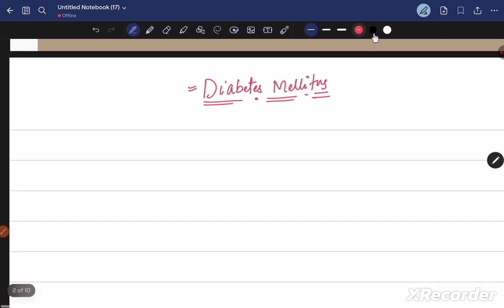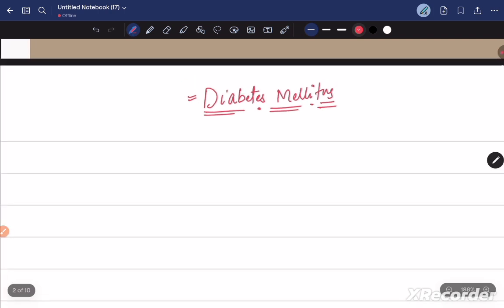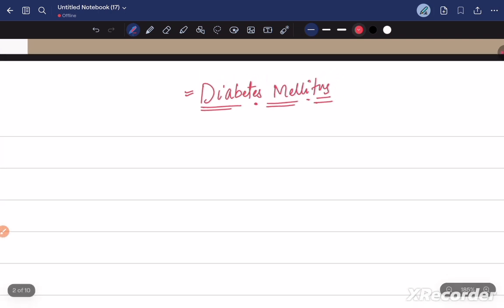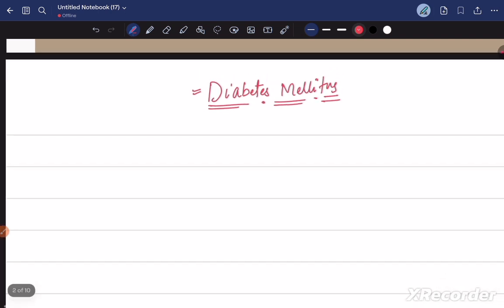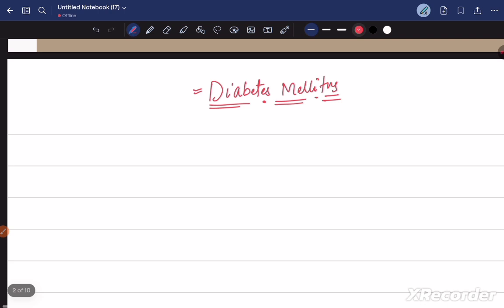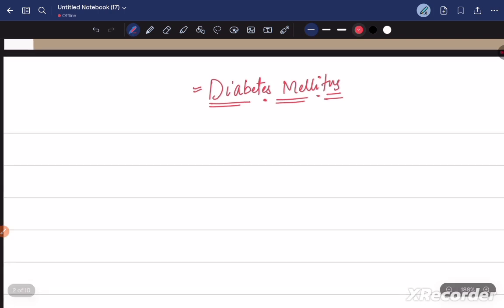First of all, in order to understand this diabetes mellitus, let me give you a brief review about the anatomy of pancreas and a little bit of physiology of these pancreatic enzymes, and what is the exocrine physiology of pancreas and endocrine physiology of pancreas. Suppose this is the pancreas.